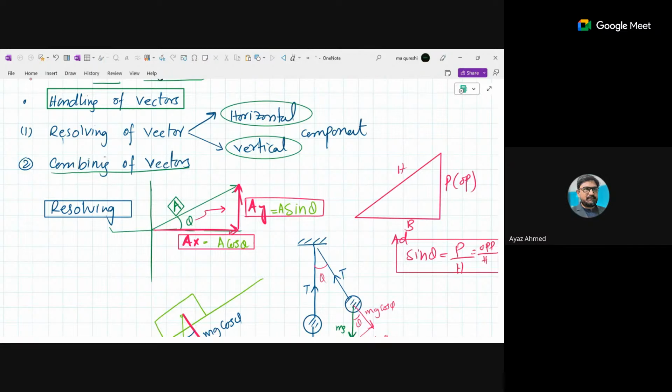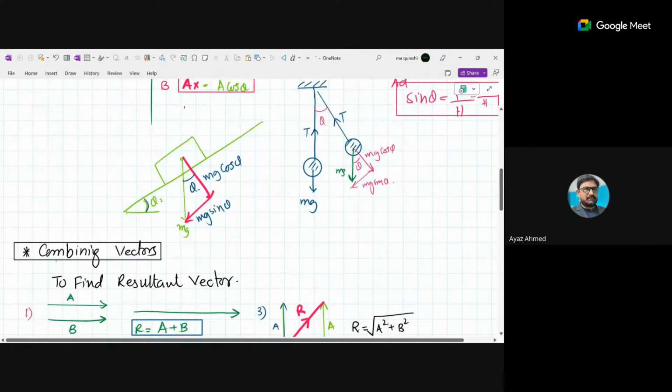That's why if I consider this over here, ay is your perpendicular, a is your hypotenuse, ax is your base. So ay is equal to a sine theta, right? Because sine theta over here is equal to ay divided by a. From here I get this relation. Similarly, cos theta is equal to ax divided by a, which shows that ax is equal to a cos theta.